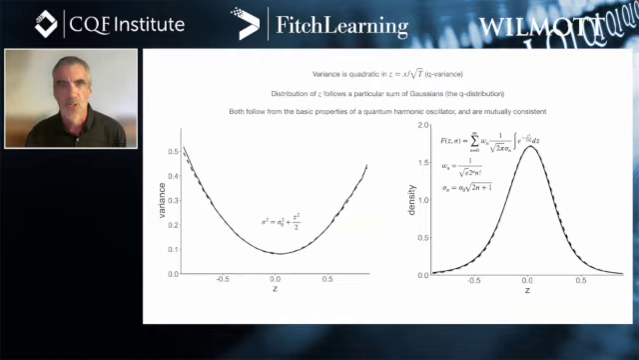Okay, so what does this quantum model predict? Well, there are two main things. The first, which we're calling Q-Variance, is that variance is quadratic in z, which again is x divided by the square root of t. And the second is that the distribution of z follows a particular sum of Gaussians, which we're calling the Q distribution. Both of these follow from the basic properties of the quantum harmonic oscillator, and they're mutually consistent. So that's Q-Variance on the left and the Q distribution on the right.